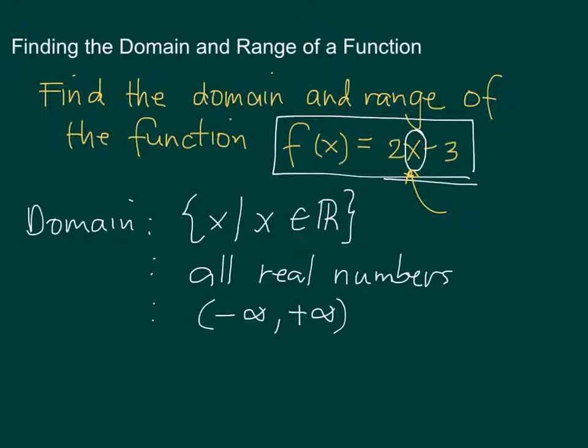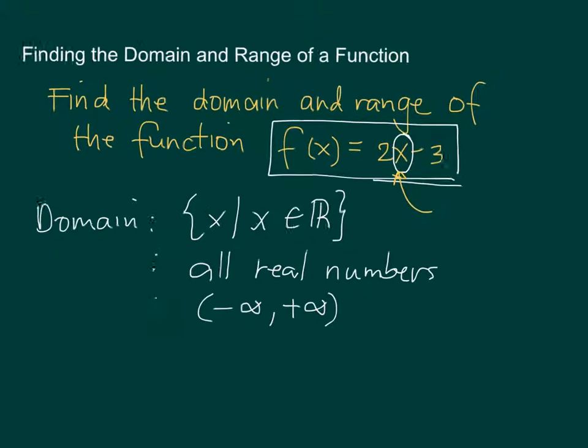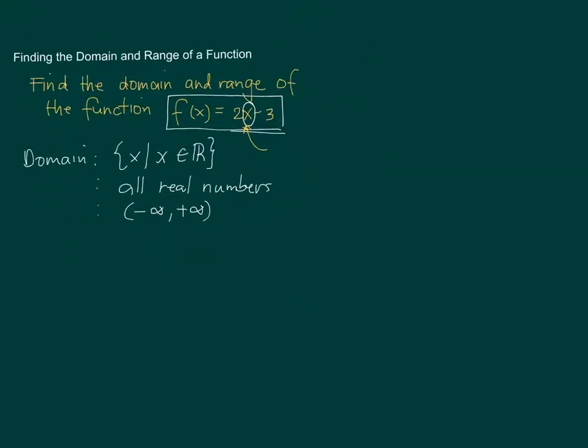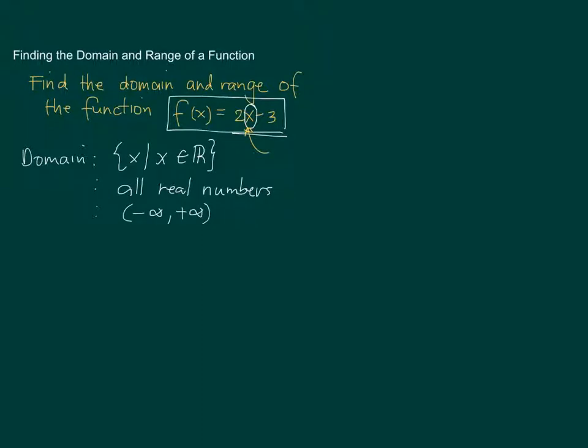So my way of finding the range of a function is to identify the graph of the function. In this case, f of x is equal to 2x minus 3. It's a linear function, therefore the graph of this function is a line. So what I can do is to graph the function, and from the graph I'll be able to get the range of the function.